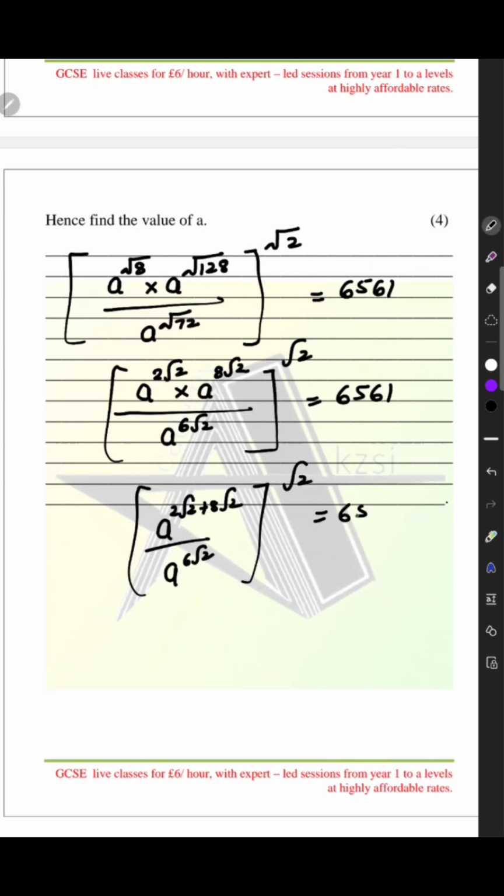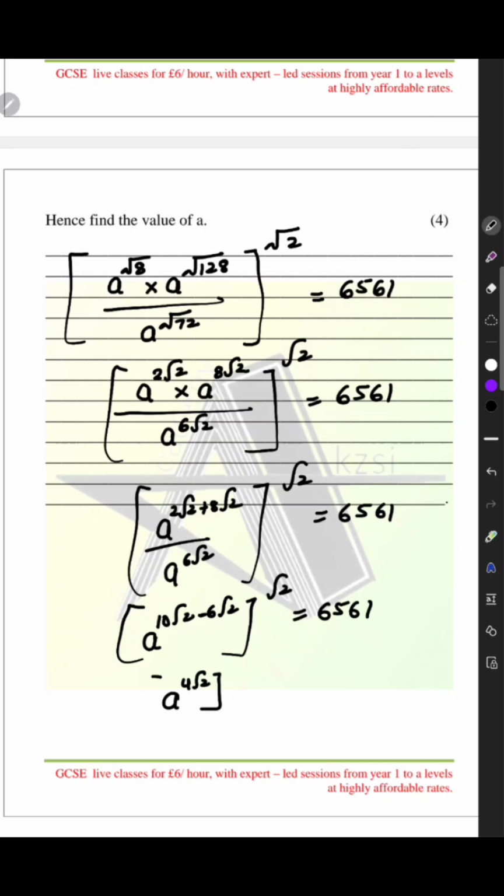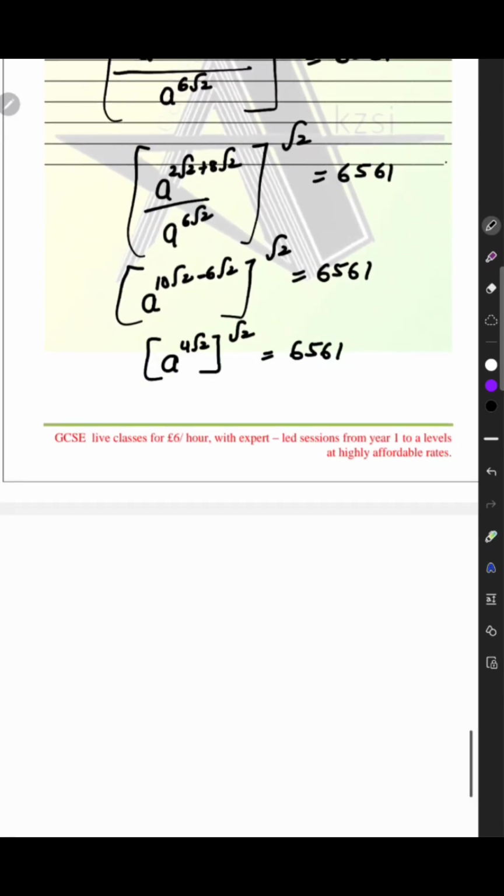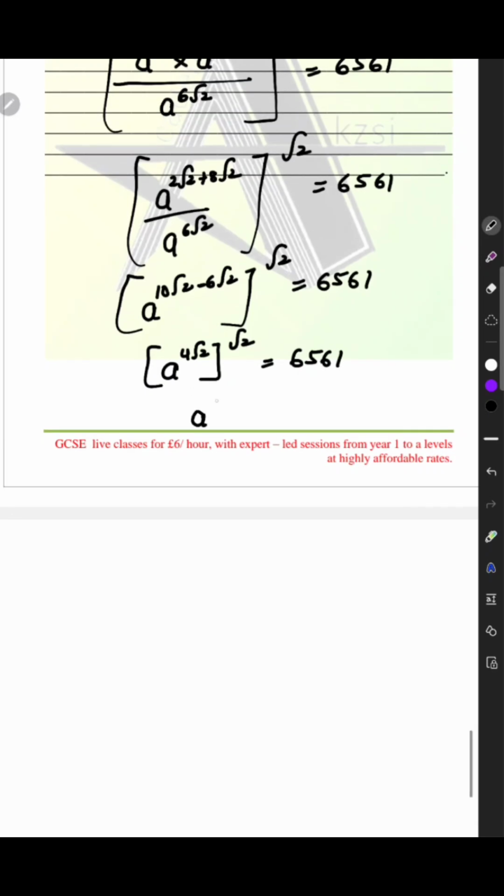is equal to 6561. And if you are dividing indices having the same base number, the power gets subtracted. So if I add these, it will give me 10 root 2. And this one has to be subtracted, minus 6 root 2. So this is finally 4 root 2. And if there is a power over another power, we just multiply them together. That means this will be a to the power of 4 root 2 times root 2, which will be 8. So a to the power of 8 is equal to 6561.